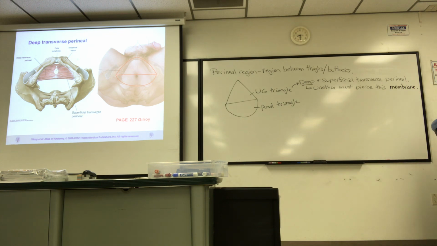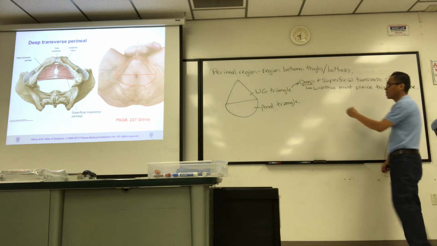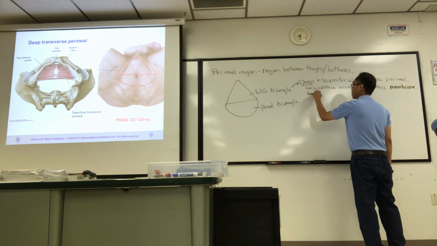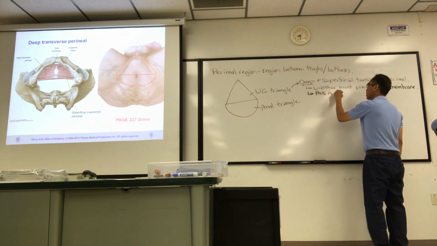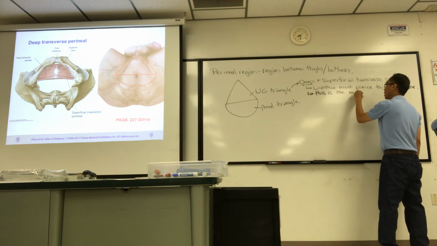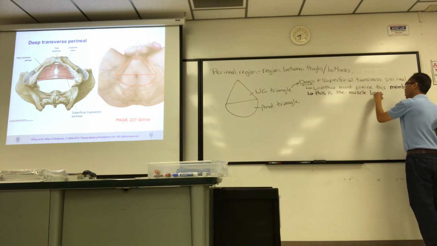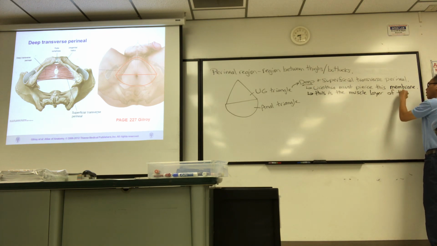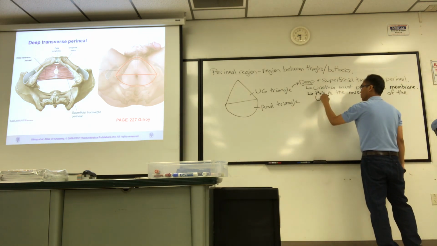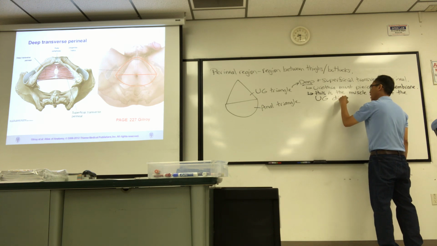And it does. The urethra pierces that membrane. In anatomy, diaphragm means membrane. So sometimes this deep transverse perineal, it's the muscle layer of what's known as the UG diaphragm. So you'll come across that term. This is the muscle layer of the UG diaphragm.